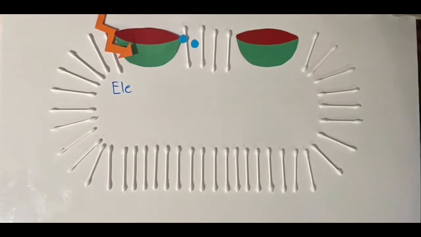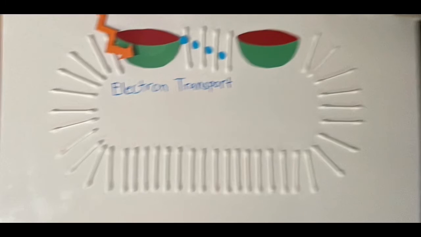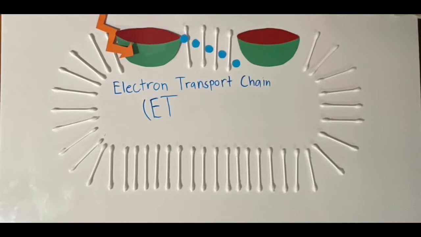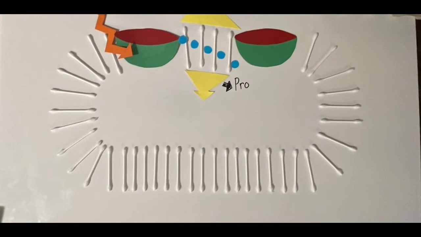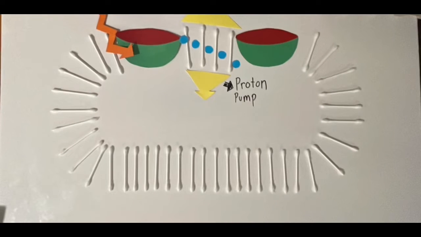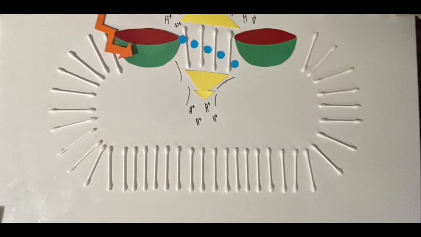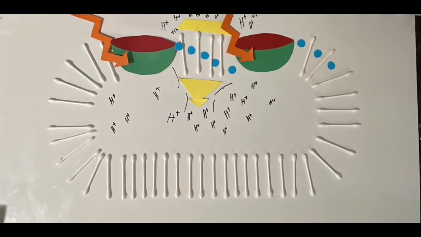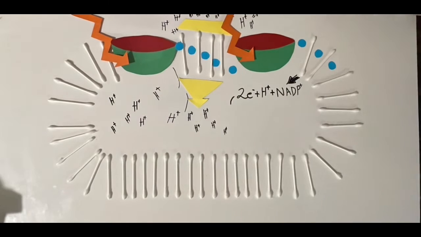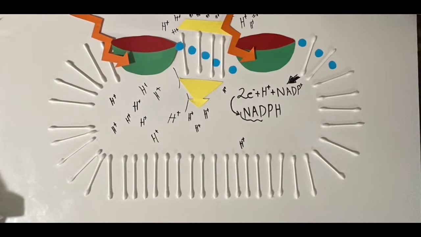Electron transport chains, or ETC, then carry the electrons and bring them to photosystem 1. During the process, proton pumps use energy to pump hydrogen into the thylakoid space. The process is then repeated in photosystem 1 and the re-excited molecules are eventually used to reduce NADP+ to NADPH.